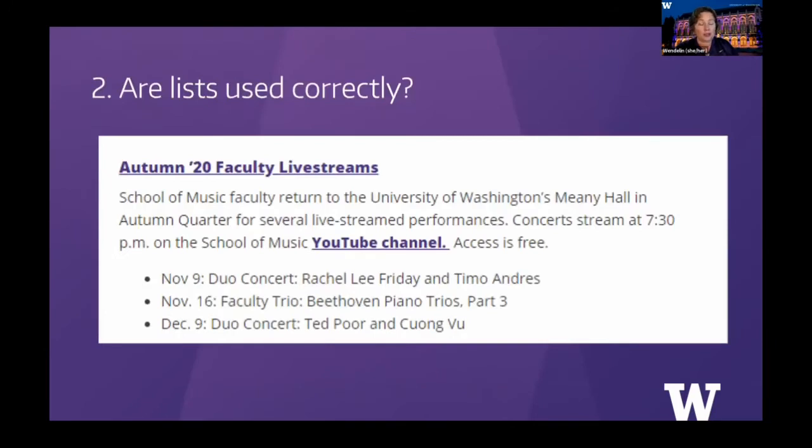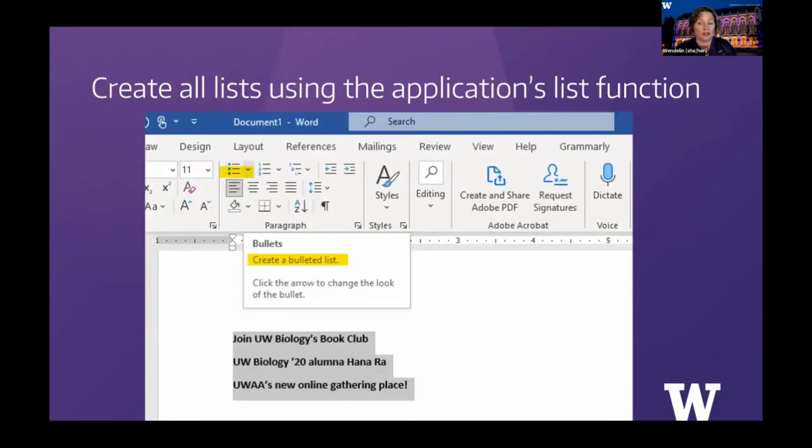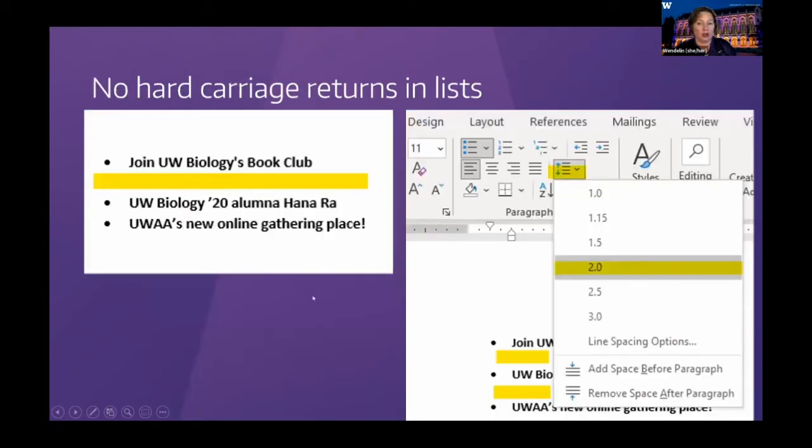Second check, are lists used correctly? Lists increase scannability by breaking text into chunks of information. Create all lists using the application's list function. Do not use H tags in lists because they cause unpredictable results for screen reader users. Also, do not use hard carriage returns between list items. Instead, use paragraph spacing to achieve the desired look.